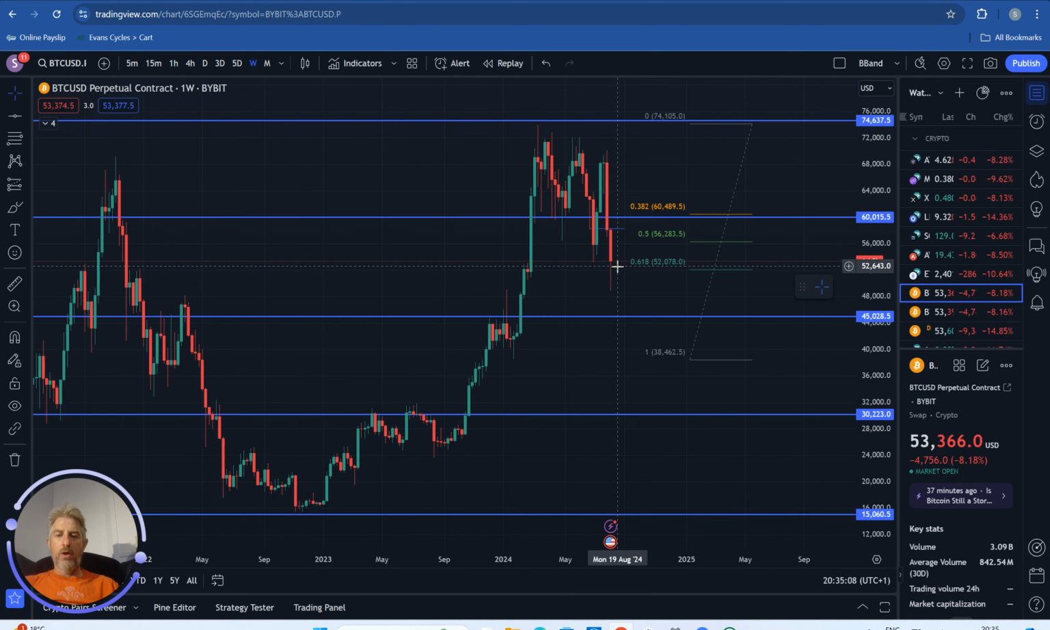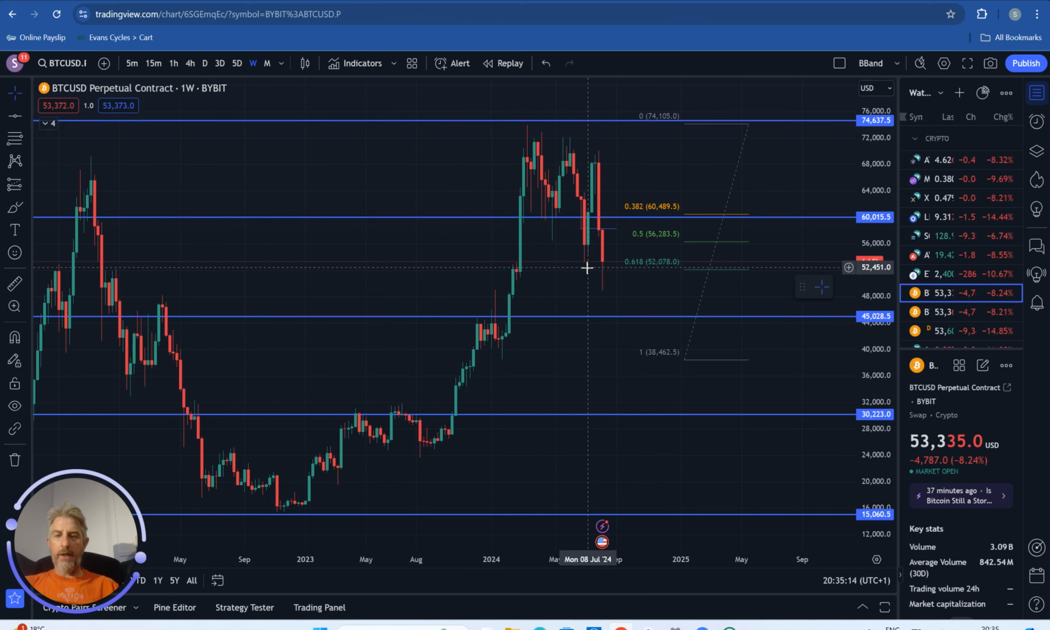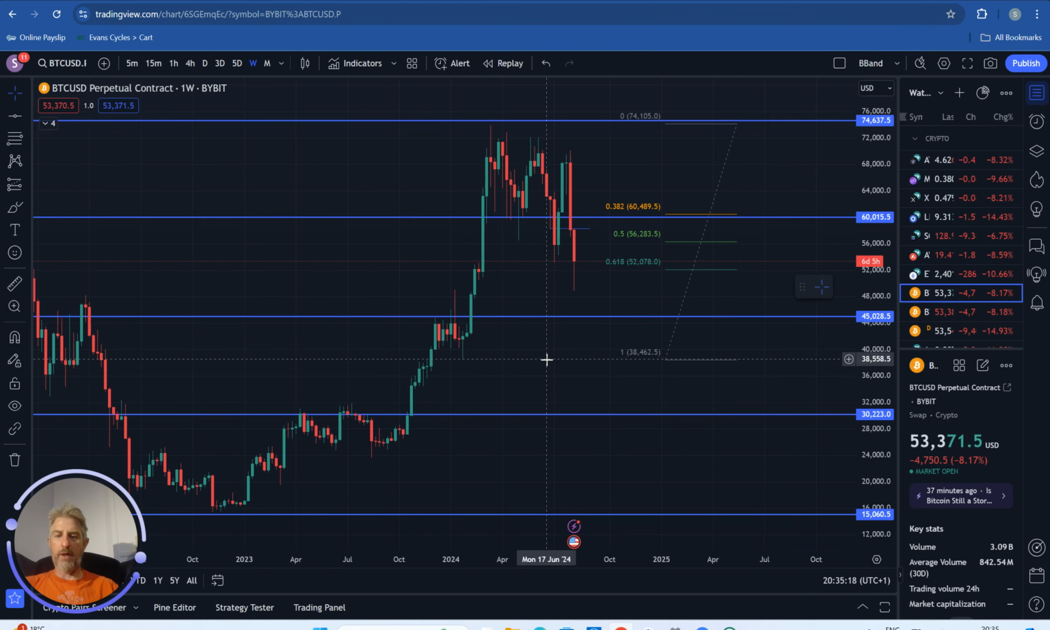Now, that to me shows a bit of confluence. The reason why the 618 is important on the Fibonacci retracement, well, let me just show you what I've used as the Fibonacci retracement to begin with.